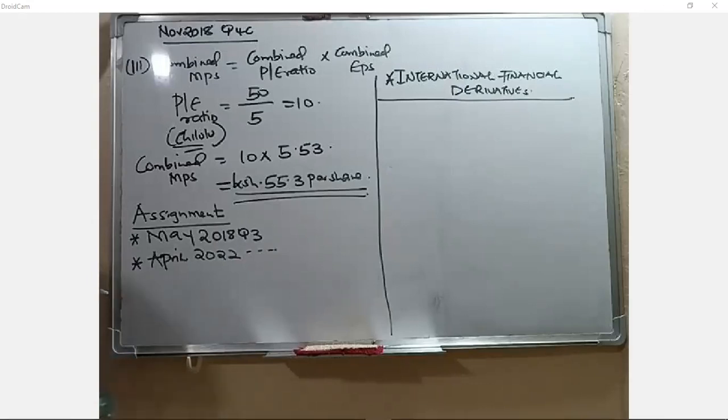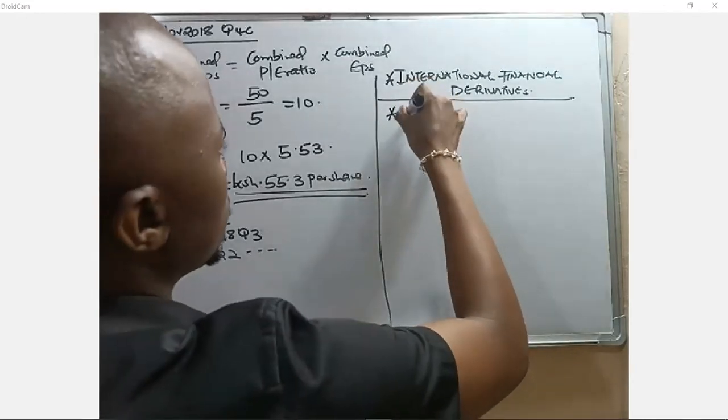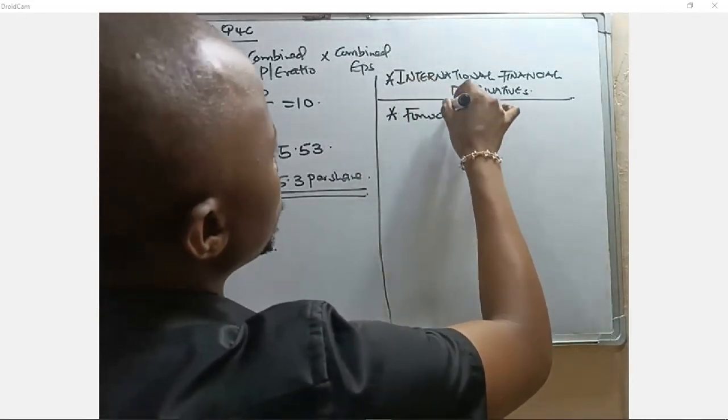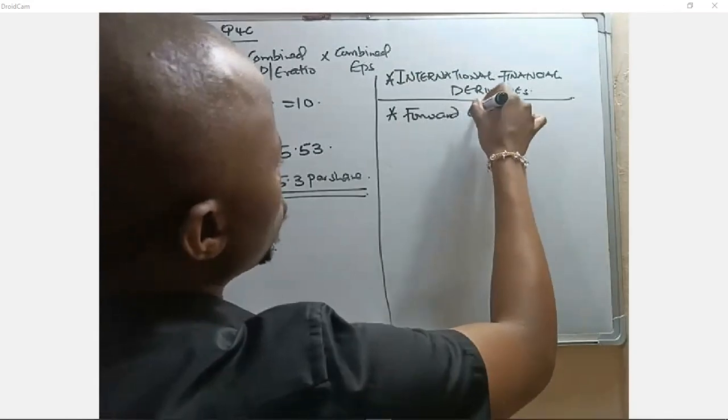So in this case, we are going to be dealing with three things. I just want to do an introduction here. We are going to be looking at forward contracts. What is a forward contract? We are going to be looking at the money markets, or they are normally called future contracts.